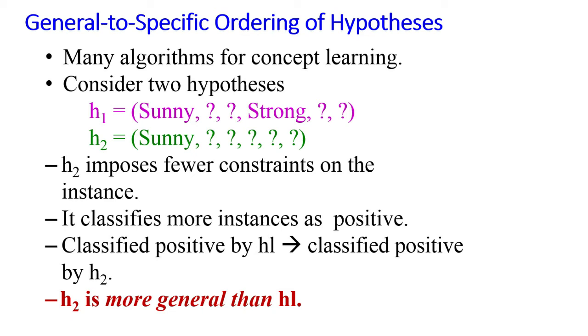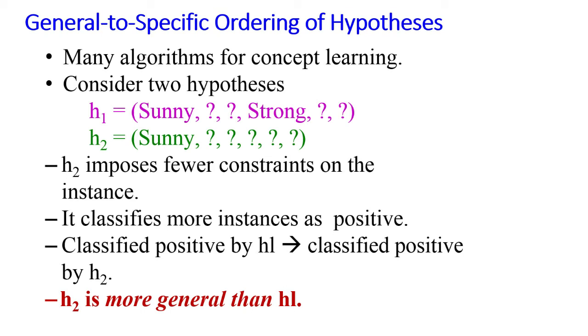Consider two hypotheses, H1 and H2. If you see, H1 has 2 constraints and H2 contains only 1 constraint. Now consider the sets of instances that are classified positive by H1 and H2. Because H2 imposes fewer constraints, it contains only 1 constraint, that is sunny, on the instance. It classifies more instances as positive. In fact, any instance classified positive by H1 will also be classified positive by H2. Means in H2 we have sunny. In H1, the sunny attribute value is also included along with strong. Hence, H2 is more general than H1.